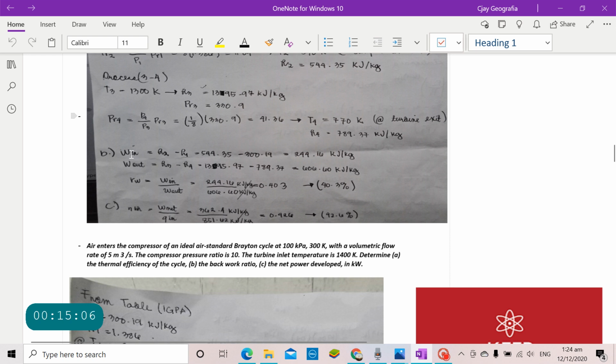The formula for work in is equal to H2 minus H1, and the work out is H3 minus H4. Then put the values in, manipulate, and you will get the answer. So for the work ratio, it is equal to work in over work out. Put in the values of work in and work out, manipulate, and you will get the answer of 0.403, and you turn it to a percentage.